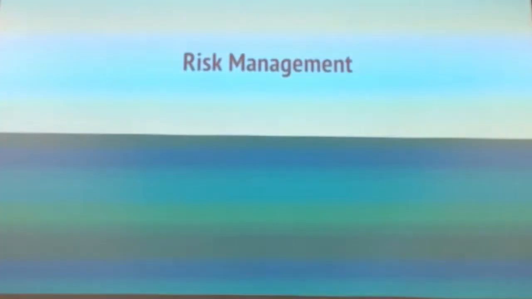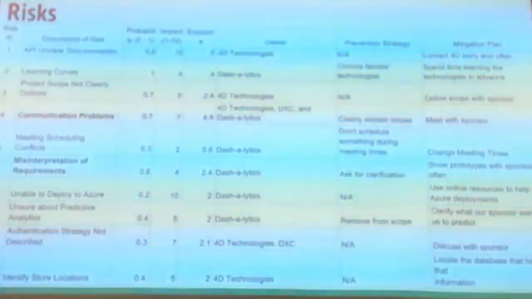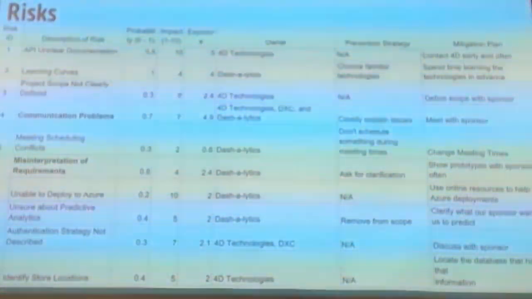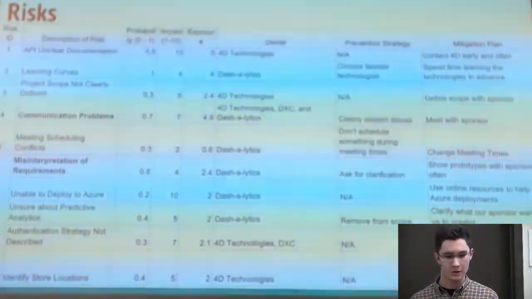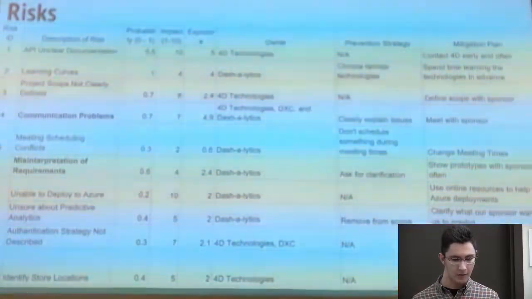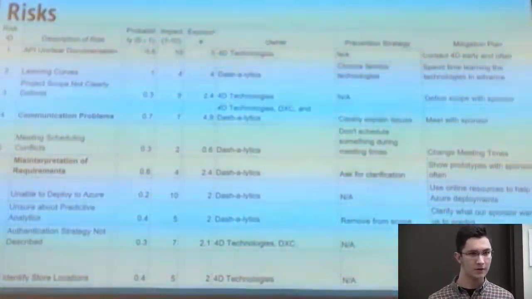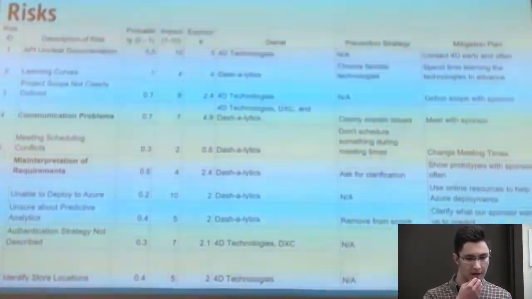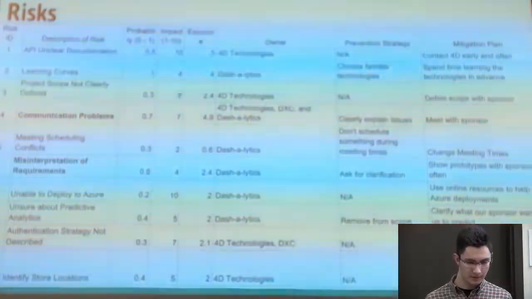Great, so now we're going to talk a little about risk management. So here is just a snapshot of our risk table we have. Now we don't have time to talk about every single one of these, so I'm only going to talk about a couple. One of the first ones is communication problems. As you might have heard earlier, we actually have 2 sponsors effectively. And so just finding times to sit down with both sponsors and talk about stuff and show them updates, that adds a whole other layer of complexity.